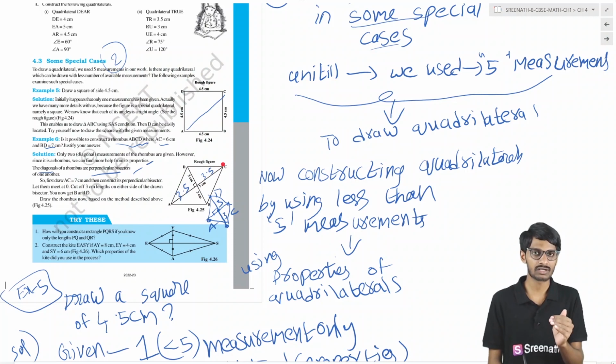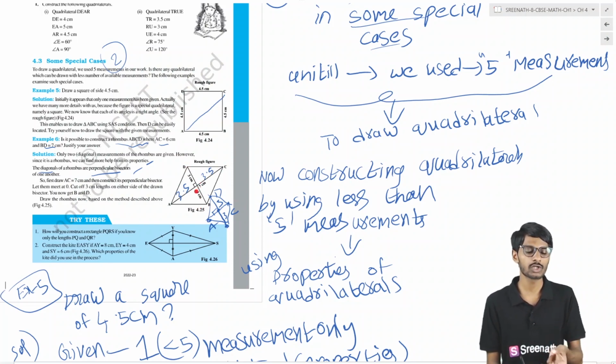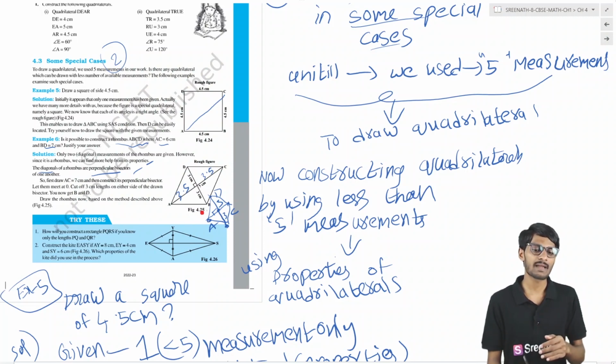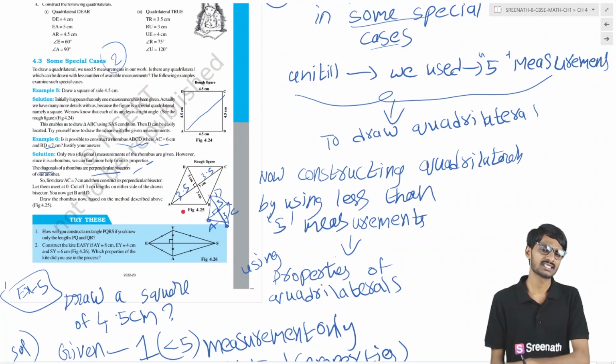So we draw one diagonal and mark its midpoint. Then you draw the other diagonal as the perpendicular bisector. After drawing that diagonal, from the center point you mark one point at 3 centimeters, and from the center point on the other side you mark another point at 3 centimeters. So finally the rhombus is constructed easily.